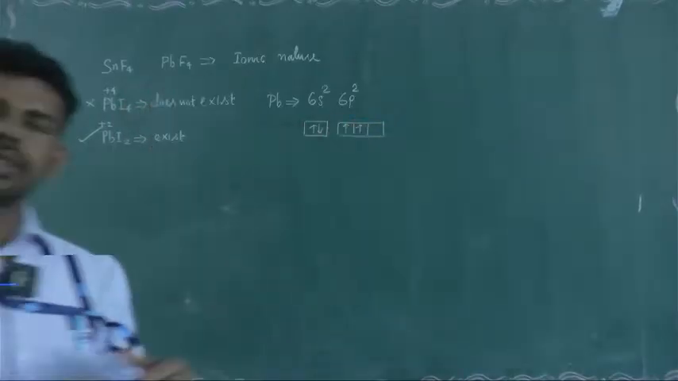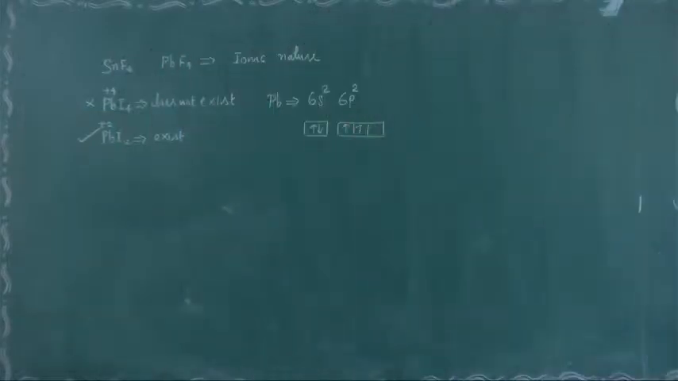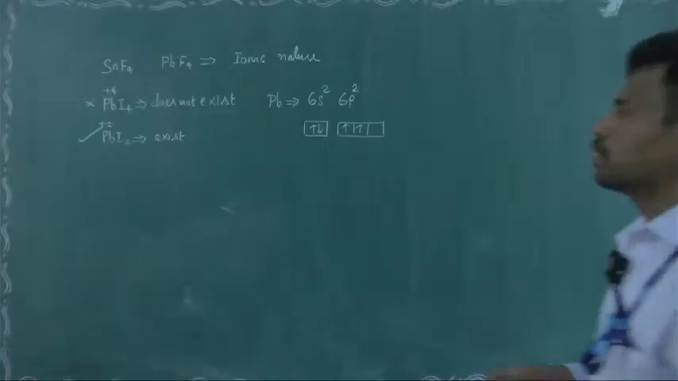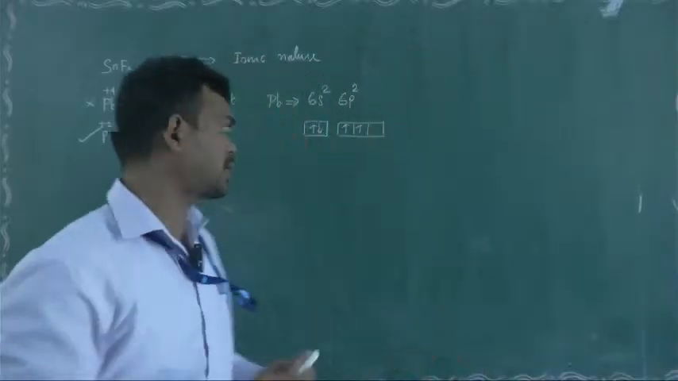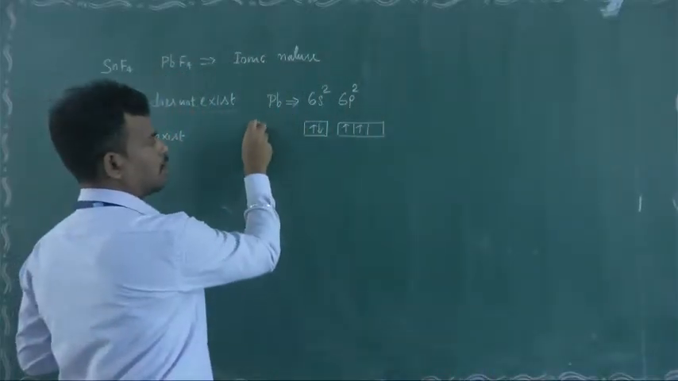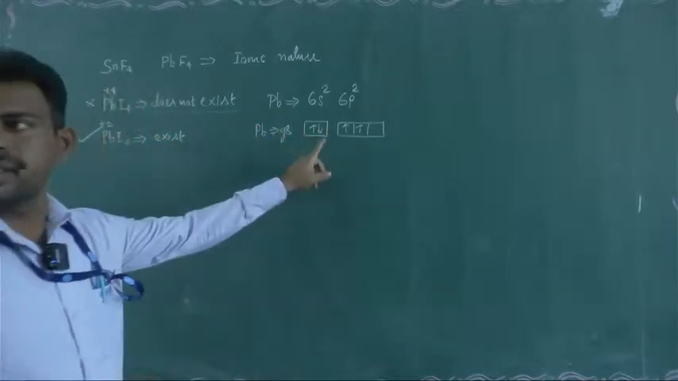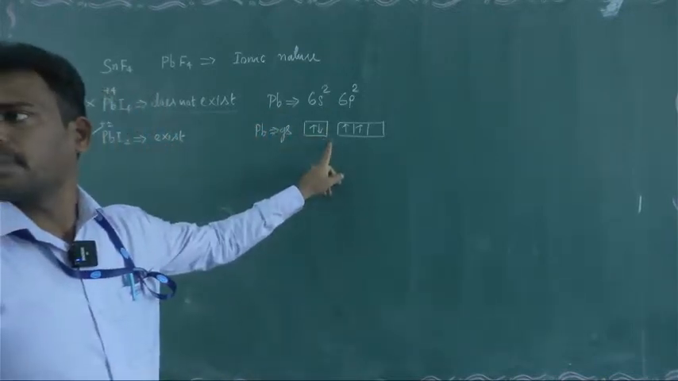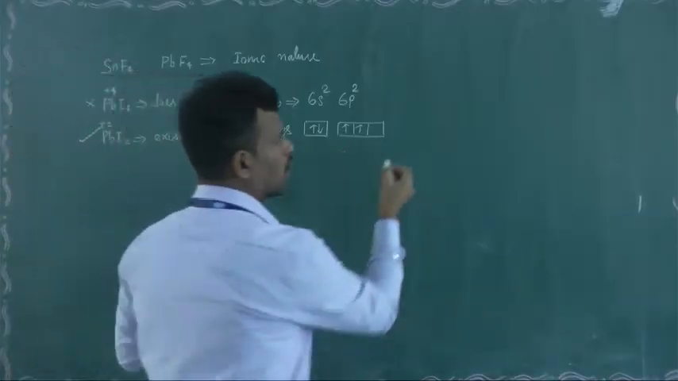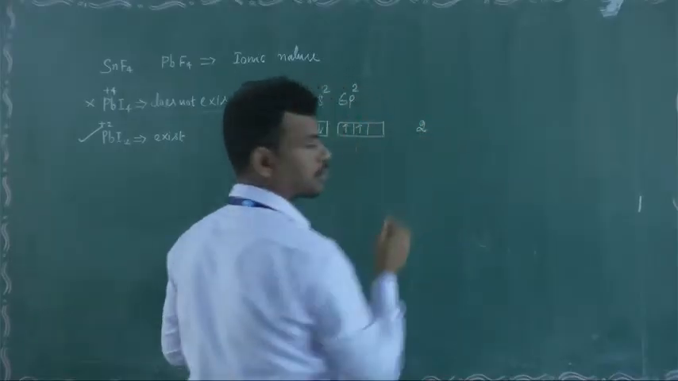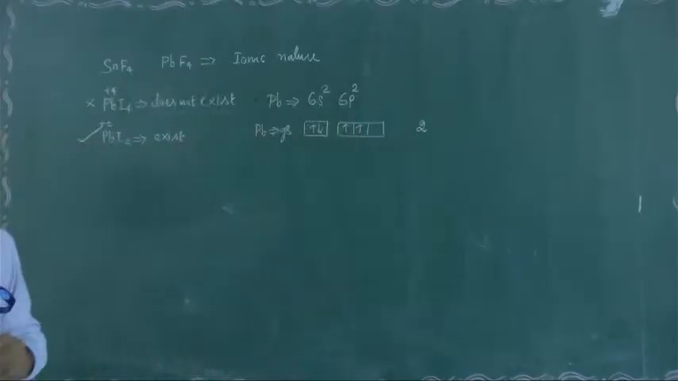So please note this. p block is a combination of chemical bonding plus periodic table. It's easier. Is it clear? Now what is the covalency? This is the ground state electronic configuration of lead. What is the covalency in this state? 2. So it can form only 2 bonds at ground state.